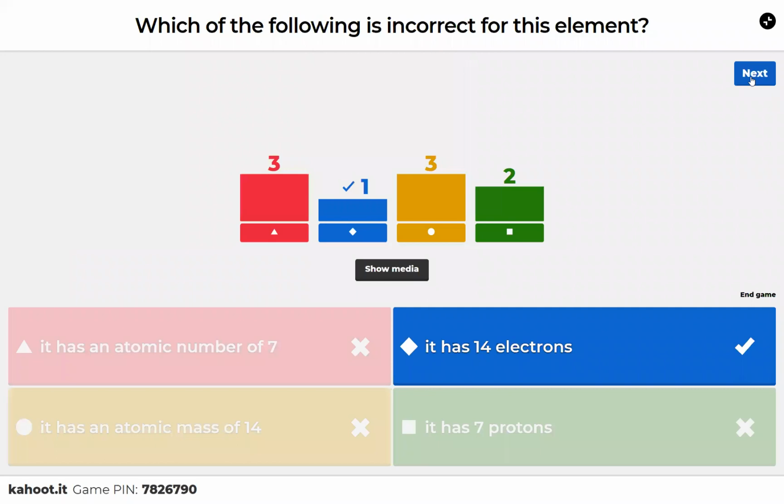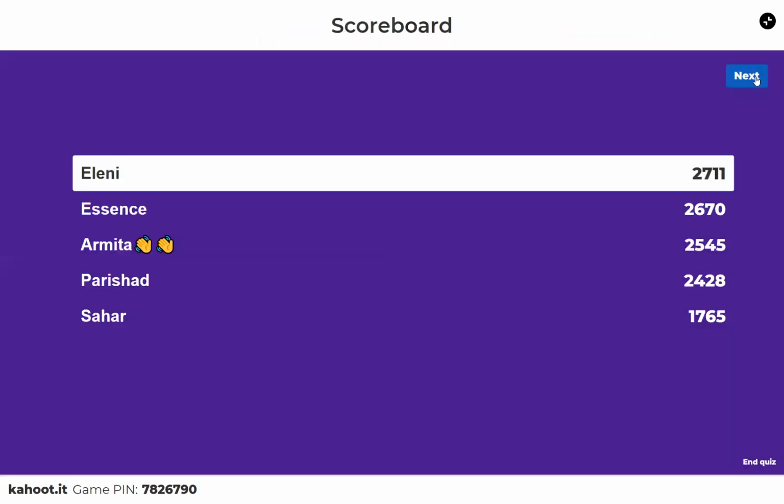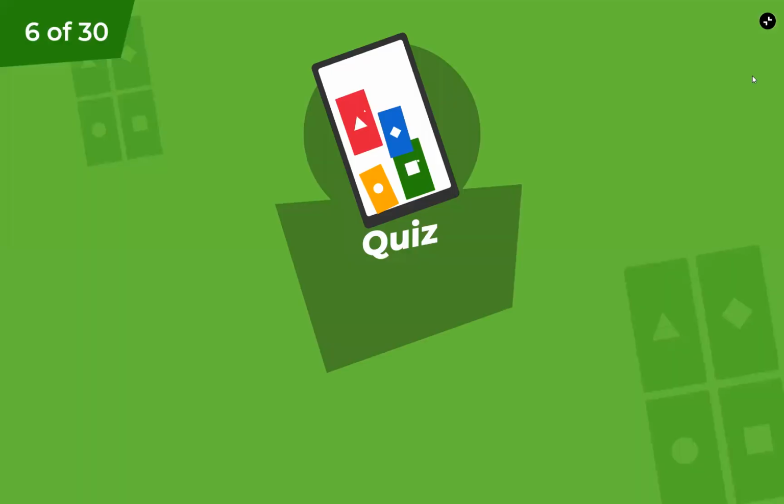Yeah, can't have 14 electrons. Remember, it has to have the same number of electrons as number of protons if neutral. It could have more or less if it's not neutral, but it can't have 14. That would be way too many. All right, here's our top 5. Let's keep going.